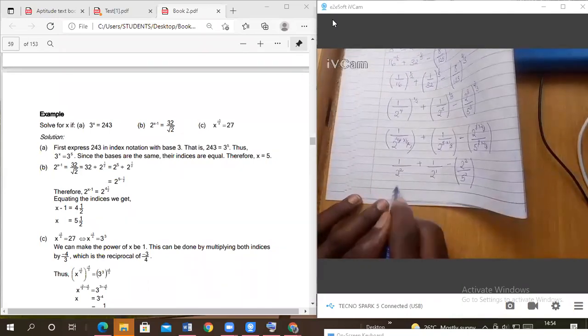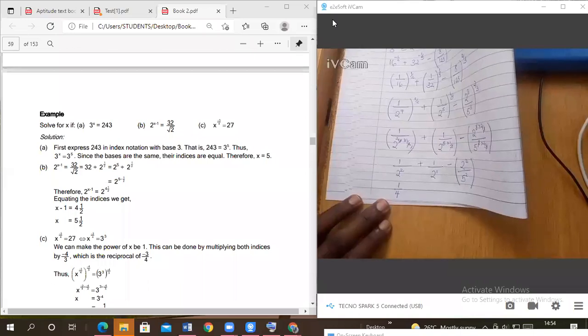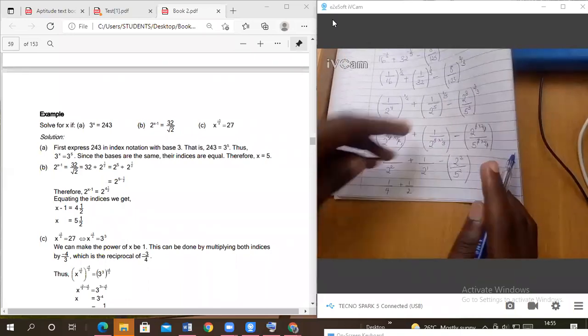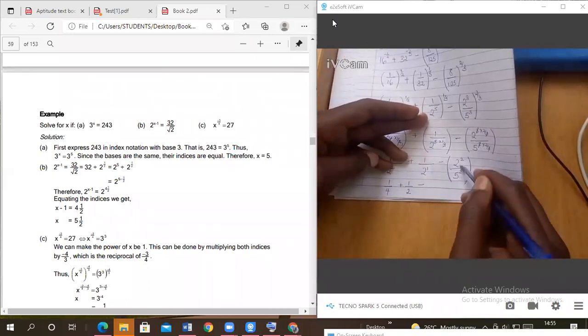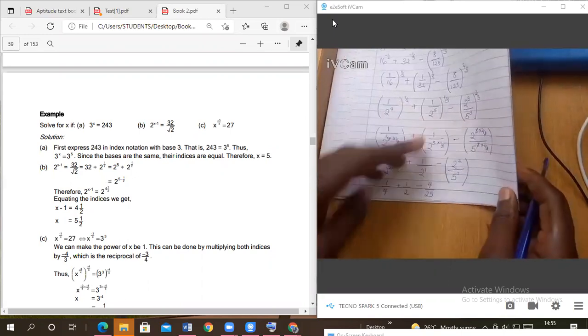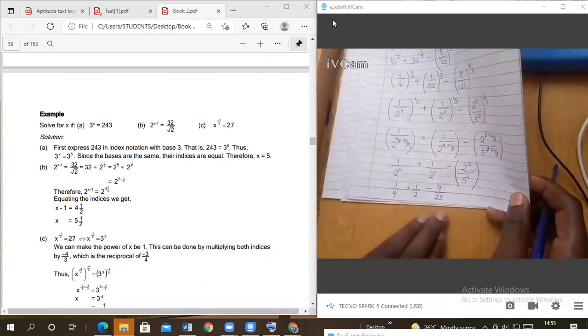Now when you look at this one, it is 1 out of what? 4. Plus 1 out of 2, minus. So this one, there's nothing else you can do here. You can simplify it further by saying, what is 2 to the power 2? 4. Then 5 squared is 25.